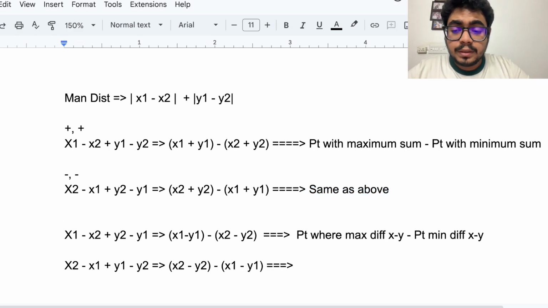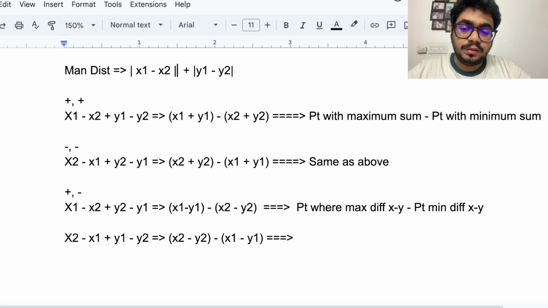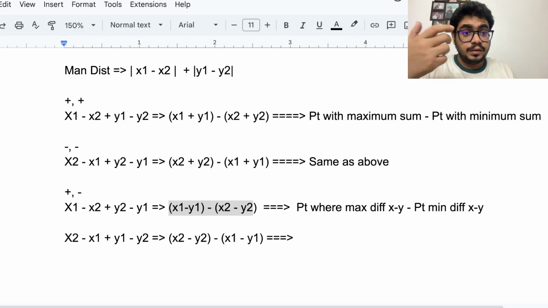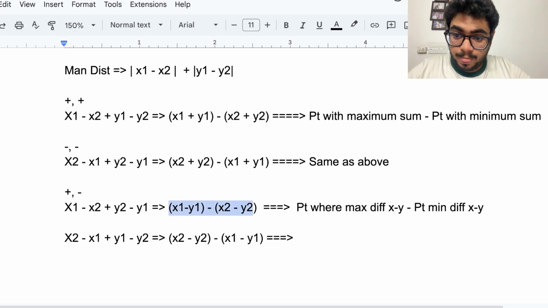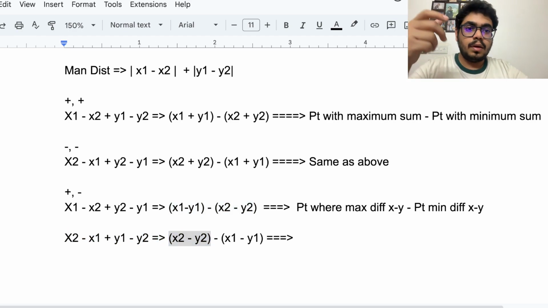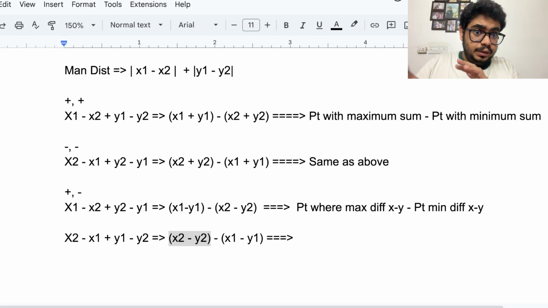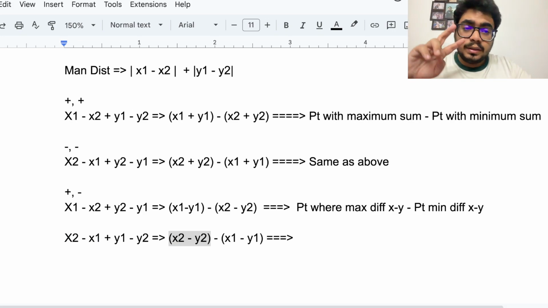Next I opened it with plus comma minus. This I'll open with the plus sign, this I'll open with the negative sign. So y2 minus y1. So here I got the difference: the first point's difference of the coordinates should be maximum and the second point's difference of the coordinates should be minimum. And lastly this, where I again said it's the opposite, right?